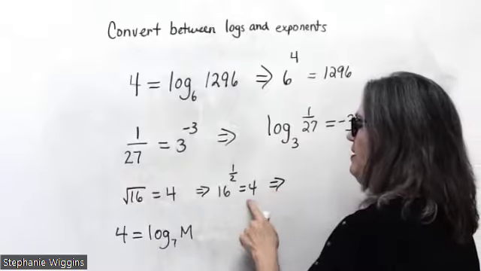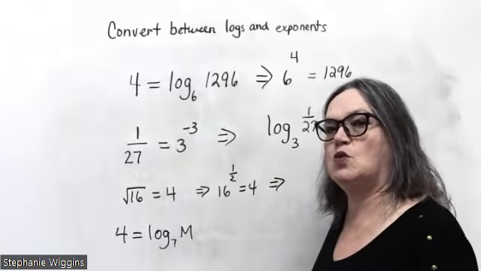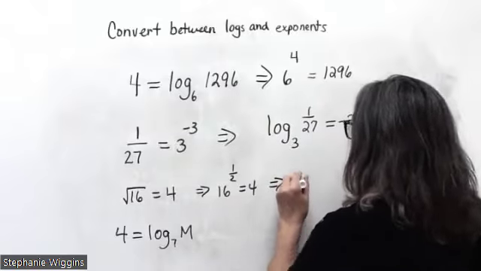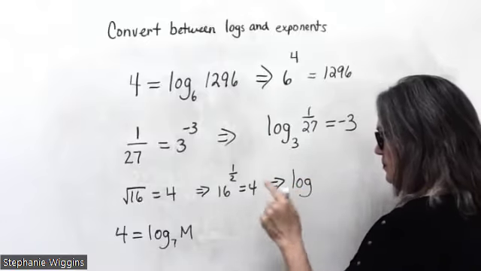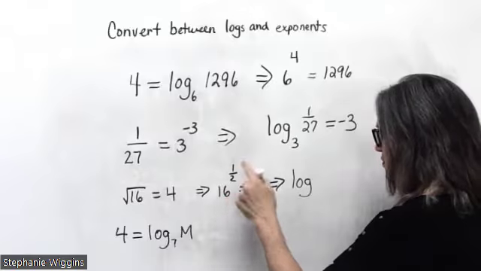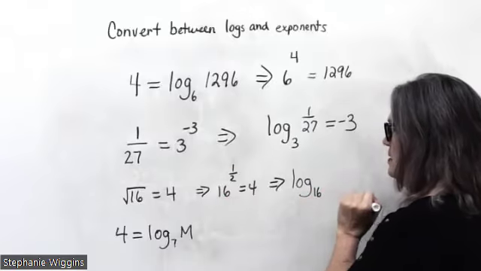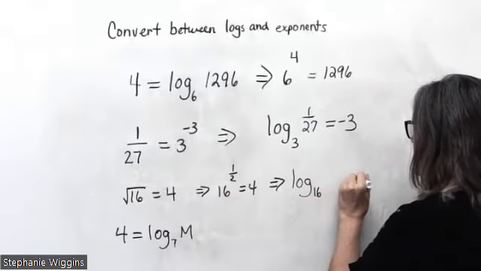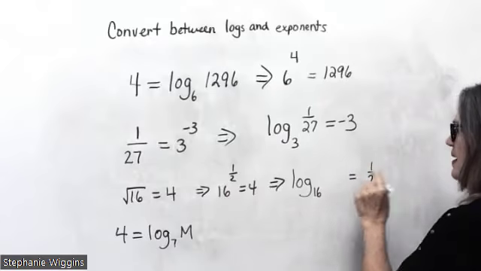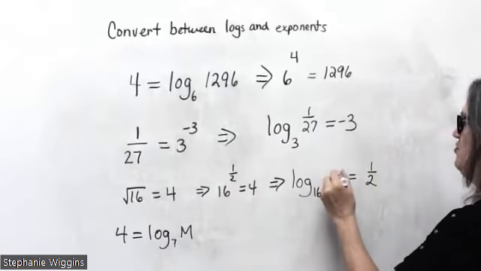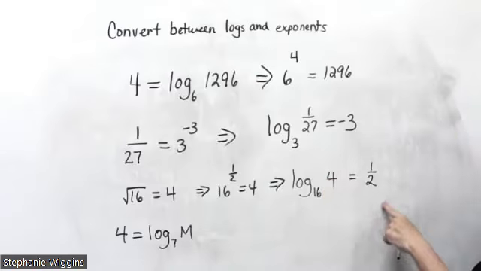Okay, here again, we have an exponential equation and we're going to a log form. So I write the log, the base is on the bottom. The 16 is on the bottom of the 1/2, so 16 is the base. The log is the exponent. So the exponent goes right here, that's 1/2, and what's left is 4. So here's my log form for that equation.